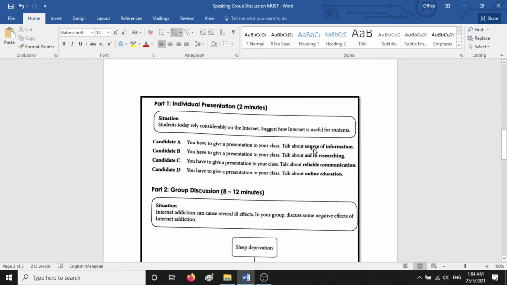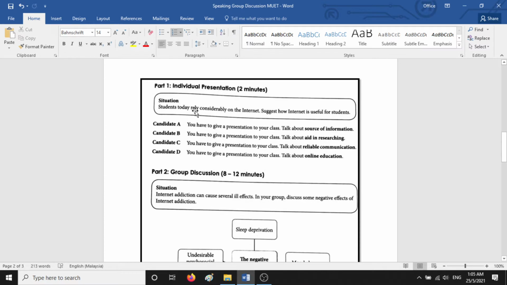To understand the question, maybe some of you haven't really got a chance to see how the question looks like. So this is how the question looks like. We have part one, individual presentation, for 2 minutes, and then part two, group discussion, which takes about 8 to 12 minutes. The example question is like this: students today rely considerably on the internet. Suggest how the internet is useful for students. So this is the topic for candidates A, B, C, D. You can just read here.